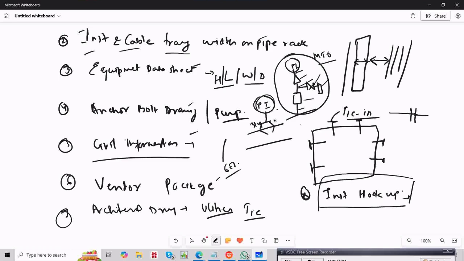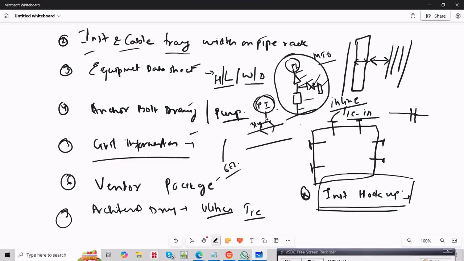Right, so in case of instrument, this is called an inline instrument. What is called an inline instrument? This inline instrument MTO is totally dependent on the instrument hookup drawing, right? Okay. Now the last one is the ninth point.